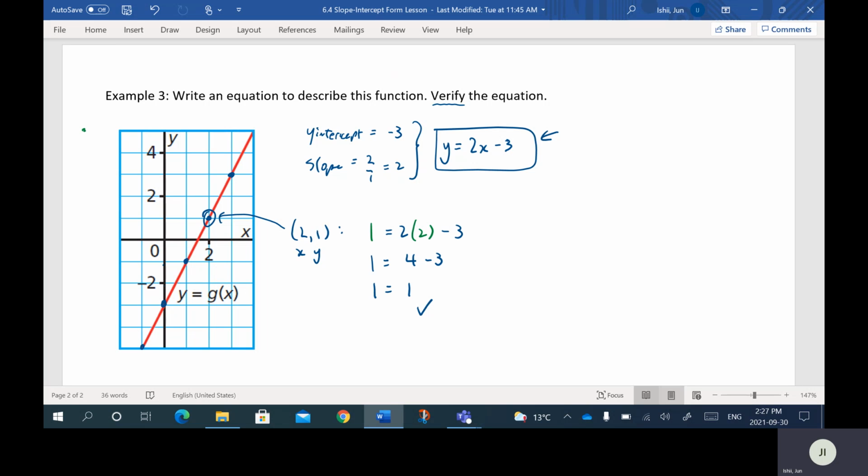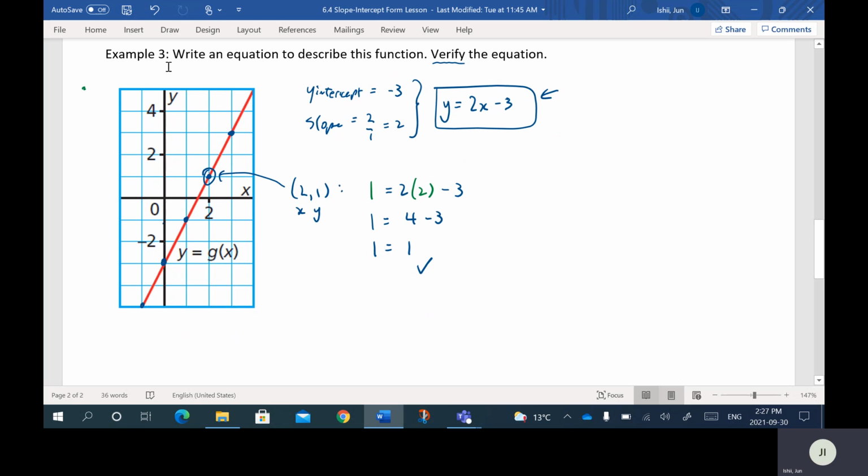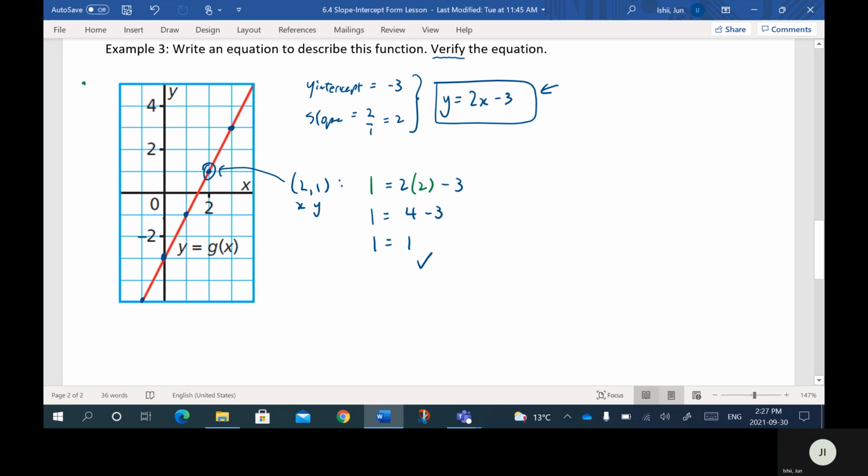You know what? Actually, let's just do another one. Let's say I didn't choose (2, 1), and I use this one down here. This point here is (-1, -5). I'm just going to quickly do that to show it doesn't matter what point you choose on the line. If the line is correct, and you pick a point that's on the line, the left side should always match the right. So again, plug that in for x and y.